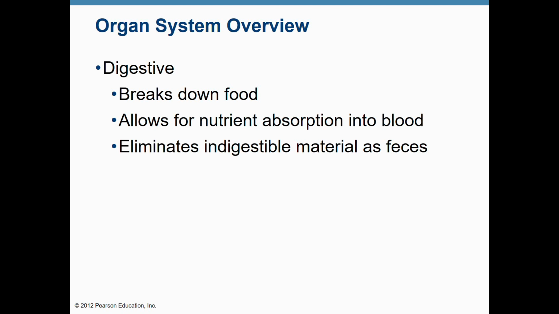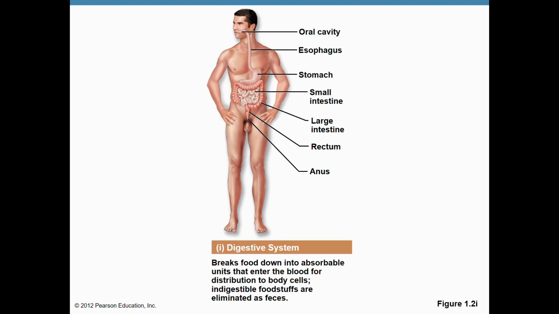Our digestive system is composed of organs of the gastrointestinal tract, a long tube that includes the what? The mouth, the pharynx or the throat, our esophagus, our stomach, the small and the large intestine, and the anus. It also includes organs that assist in digestive processes such as salivary glands, the liver, gallbladder, and the pancreas.